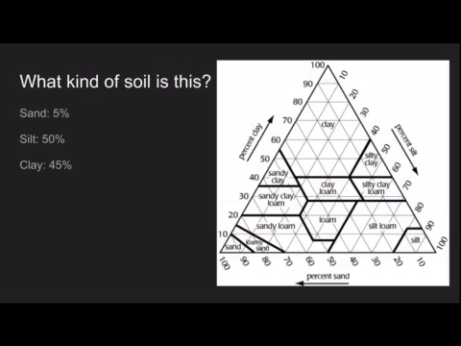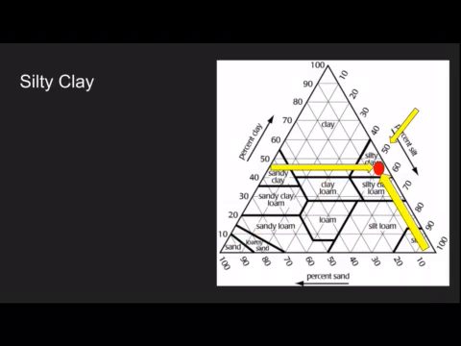So what kind of soil is this? We have a soil that has 5% sand, 50% silt, and 45% clay. I'll give you guys a few seconds to pause this video so you can solve it yourselves. If you got silty clay, then you're correct. You would mark a line at the 45% mark between 40 and 50 for clay, 50 for silt, and 5% for sand.